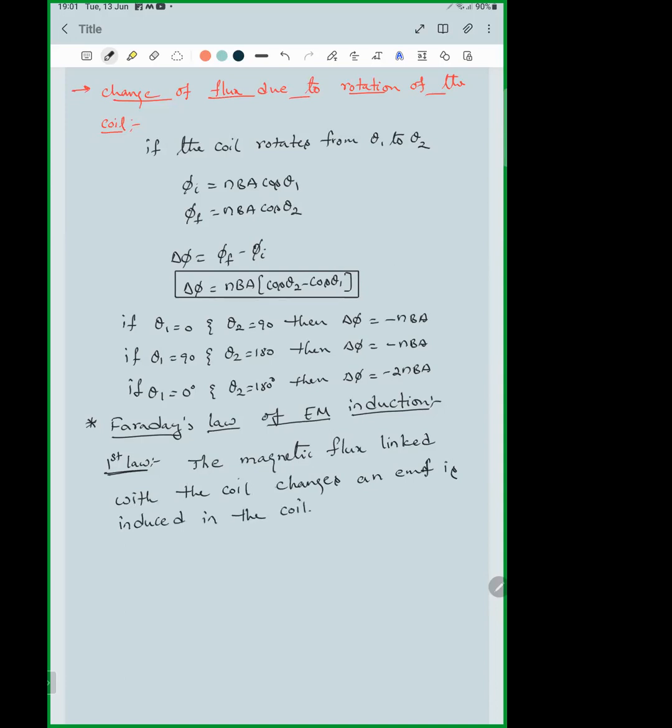Okay, EMF is going to be induced. So how long does this induced EMF last? You may question me immediately. So the induced EMF exists as long as the change in magnetic flux continues.